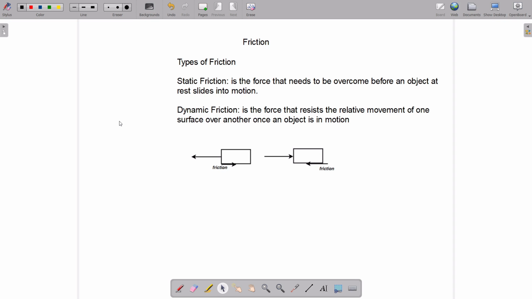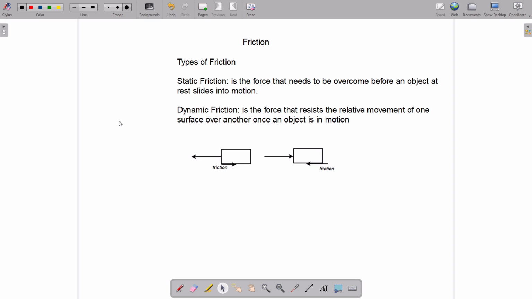So the object will only start moving when the force wanting to cause the motion becomes greater than the static friction. If an object is already in motion, there is still frictional force that exists between the object and the surface on which it is moving, and this is referred to as dynamic or kinetic friction. So dynamic or kinetic friction is a force that resists the relative motion of one surface over another once an object is in motion. Static friction is therefore always greater than kinetic friction.